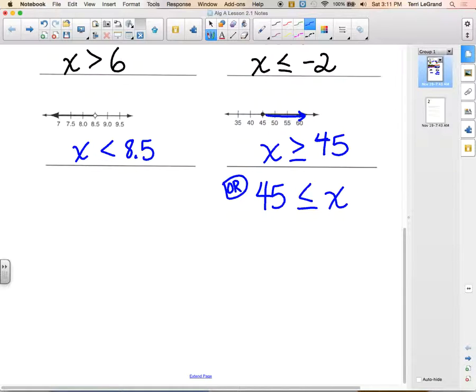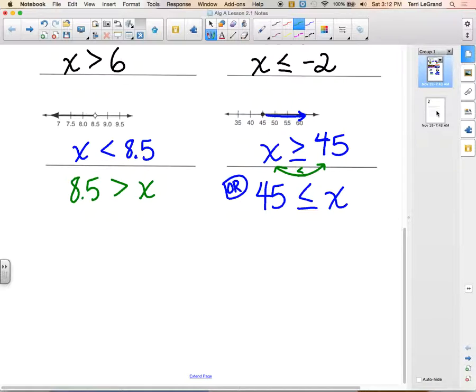And notice what happened. The x and the 45 traded places, and the symbol switched direction. It went from is greater than to is less than. So there is another way to represent it. So you might have done something like that. Again, this one over here, if you did do it, 8.5 and x would trade places, and the symbol would go is greater than instead. 8.5 is greater than all of the numbers in the shaded region, and that's true.